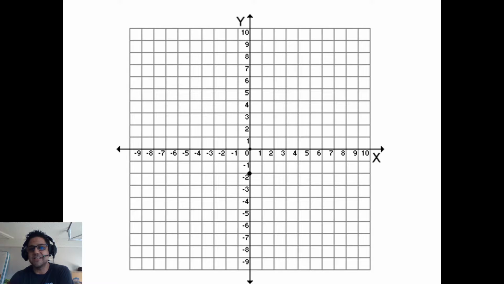Y-intercept tells me start at (0, -2), and then slope tells me up 2, right 5. Up 2, right 5. And again, if you need to, count backwards. It would be here, down 2, left 5. Make your beautiful line, and you got your equation.